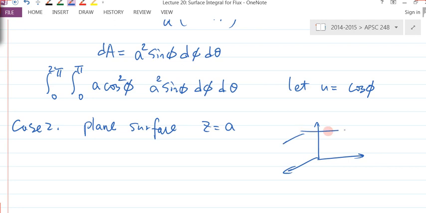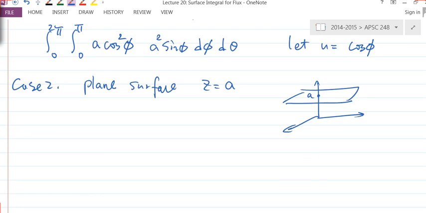If this is the case, here's a plane, and this is a here. Then how do we evaluate that surface integral? Well, you don't need cylindrical coordinates. That's a little bit too much. But let's try to fill in the blanks here. What is n hat in this particular case? Z hat? What do we call that? K hat. Close.